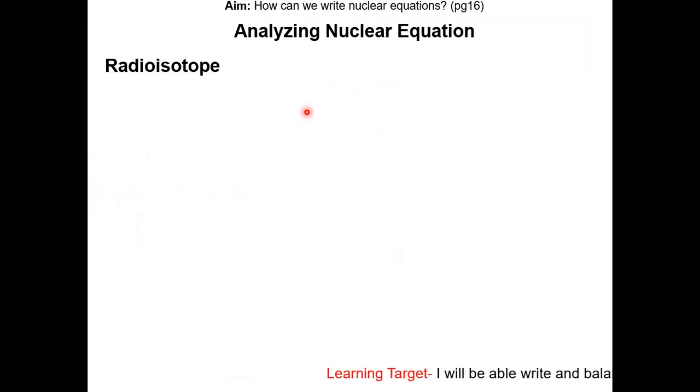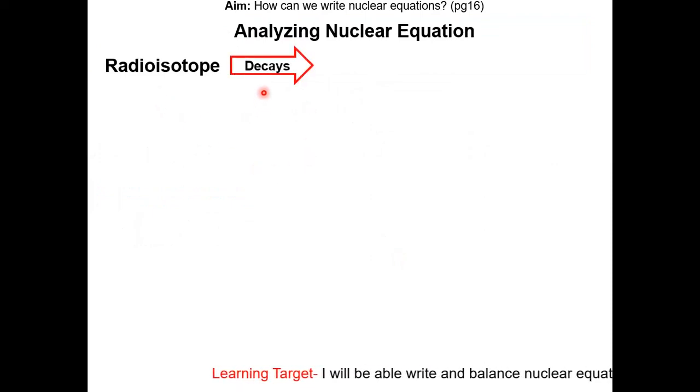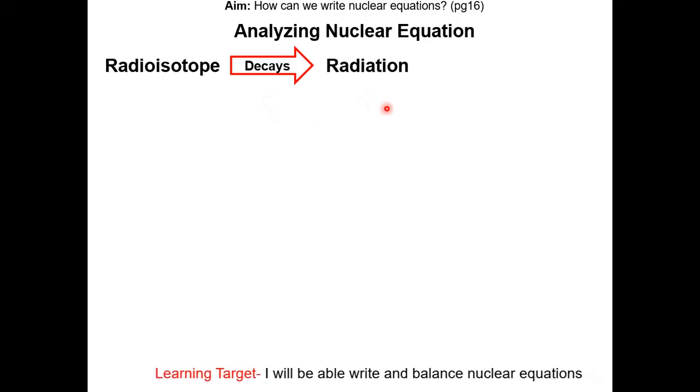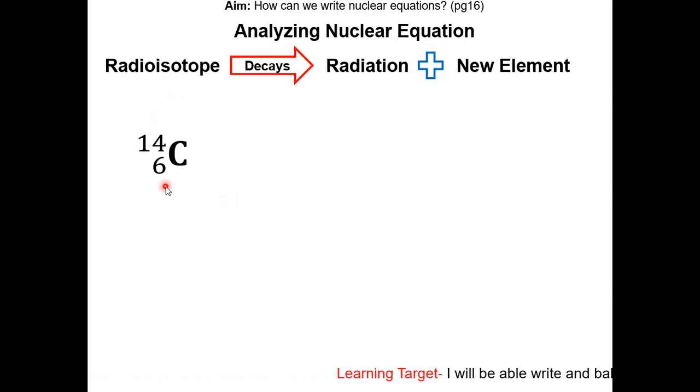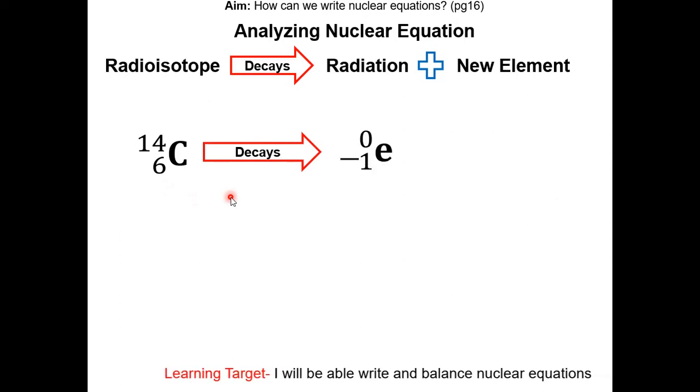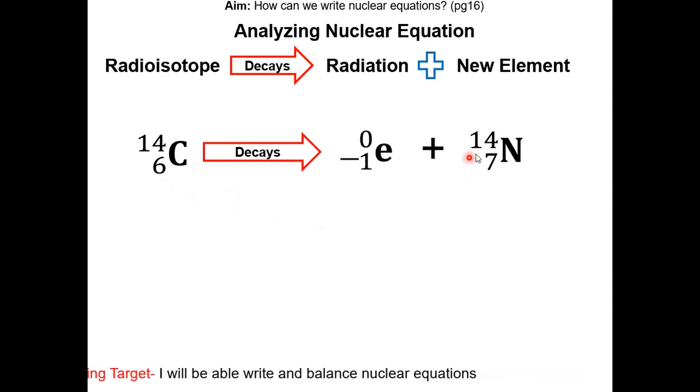We're first going to analyze a nuclear equation. We first have our radioisotope. It will decay, releasing radiation and forming a new element. Let's look at an example. Let's say we have carbon-14, which is a radioisotope. When it decays, it releases a beta particle as radiation. The new element that's formed is nitrogen-14.